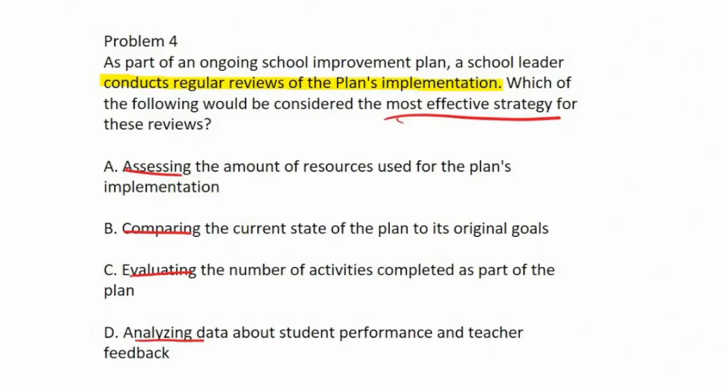Looking at letter B, comparing the current state of the plan to its original goals, it's not really providing us, those original goals maybe aren't as necessary at this moment, considering we're looking at the regular reviews. We're really focusing on what is the information, that data that's being given. So comparing to that may not be as important in this moment. Assessing the amount of resources used for the plan, again, we're looking more for the reviews, the actual content from our faculty, from our students. So assessing the amount isn't maybe going to be as primary.